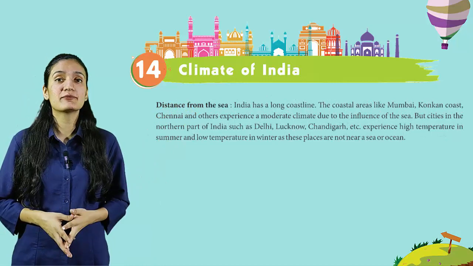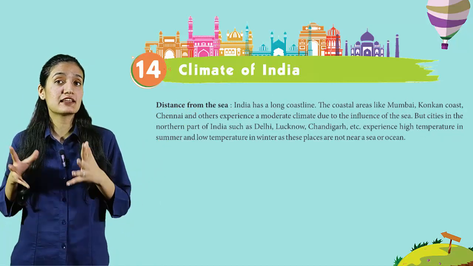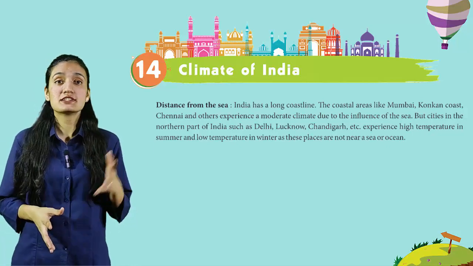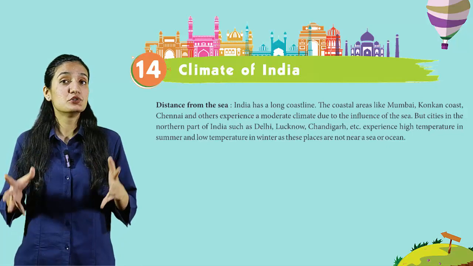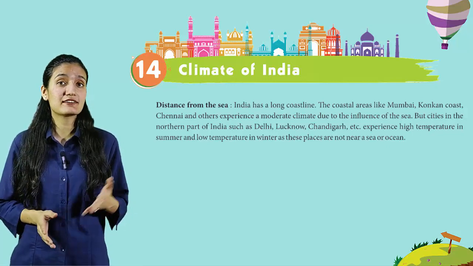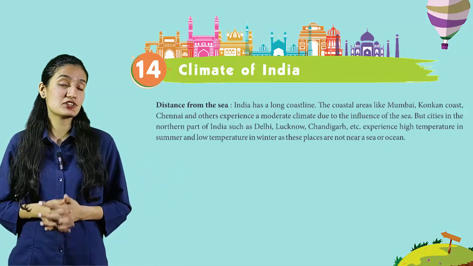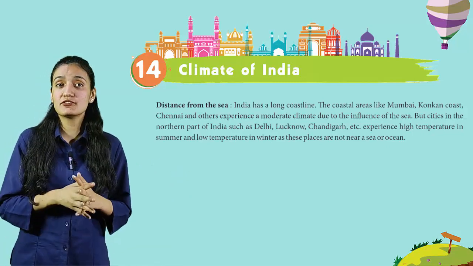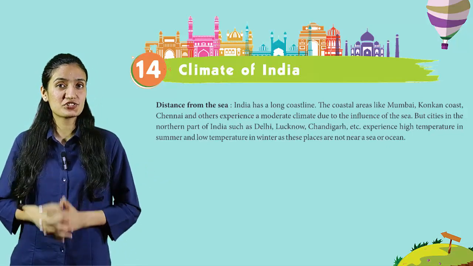Distance from the sea. India has a long coastline. The coastal areas like Mumbai, Konkan Coast, Chennai and others experience a moderate climate due to the influence of the sea. But cities in the northern part of India such as Delhi, Lucknow, Chandigarh, etc. experience high temperature in summers and low temperature in winter as these places are not near a sea or ocean.